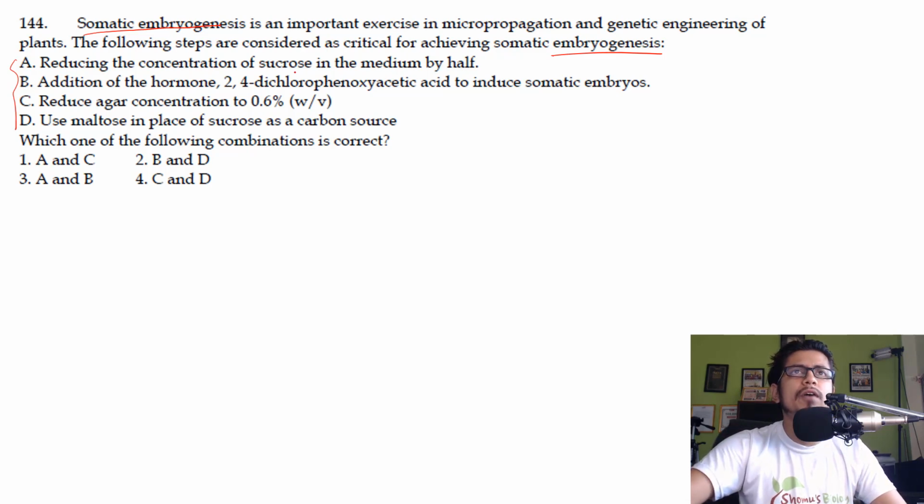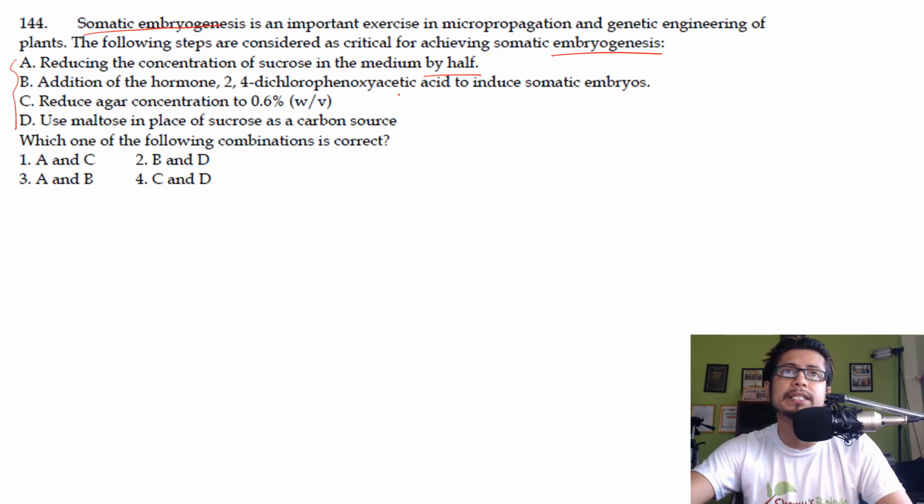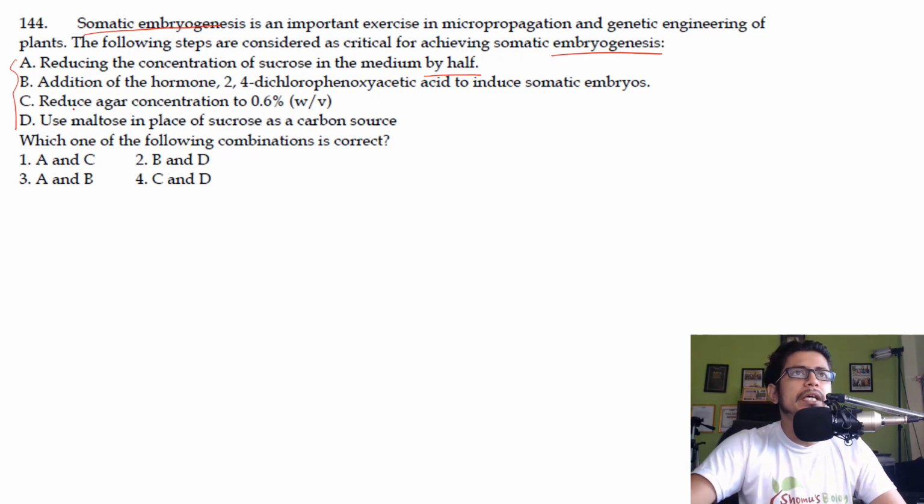Reducing the concentration of sucrose in the medium by half. Addition of the hormone 2,4-dichlorophenoxyacetic acid, 2,4-D, to induce the somatic embryos. Reduce sugar concentration to 0.6% weight per volume. Use maltose in place of sucrose as a carbon source. Now you need to know a few important steps regarding somatic embryo formation.